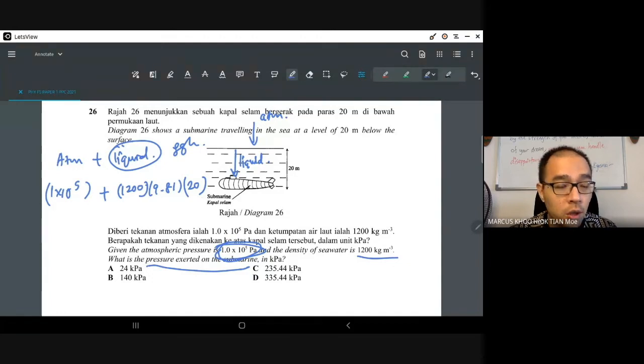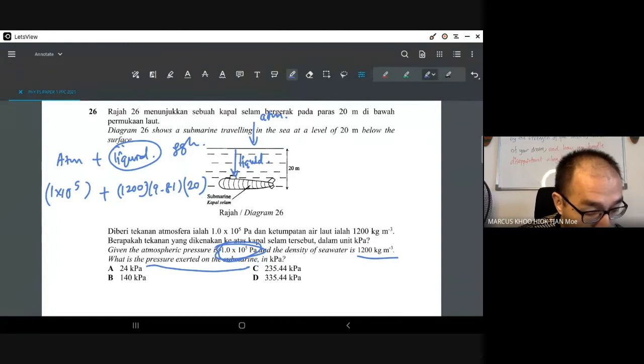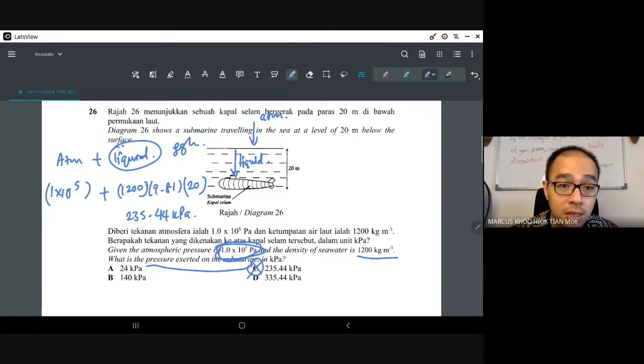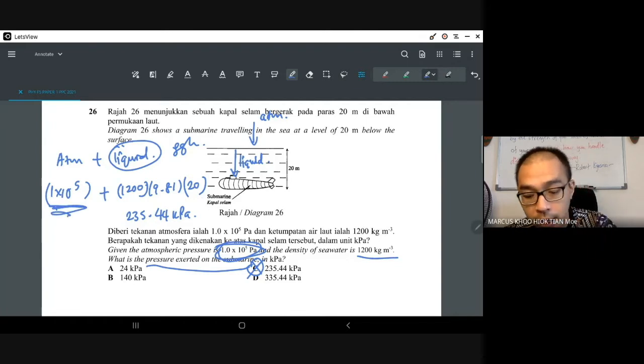Now, a very common mistake is if people remember how to do this, they will get 235.44 kilopascals, and then they will immediately circle the answer C, which is wrong. The answer is not C because that's just the liquid pressure. You haven't taken into account the atmospheric pressure. So kita kena tambah lagi 1 times 10 to the power of 5, and that will give you the actual answer, which is D.